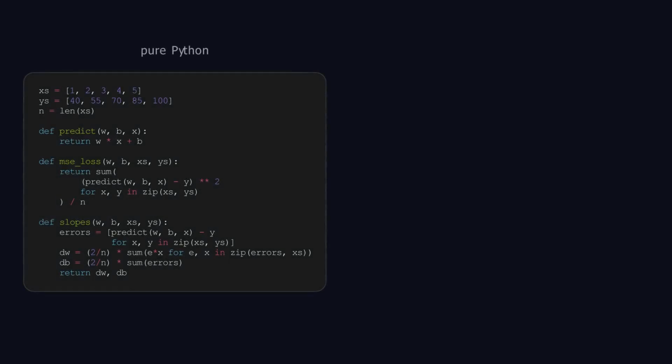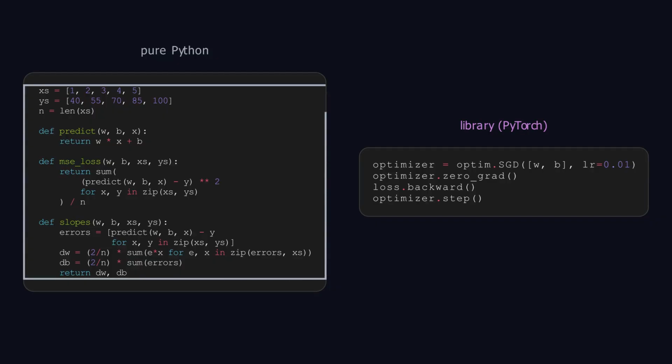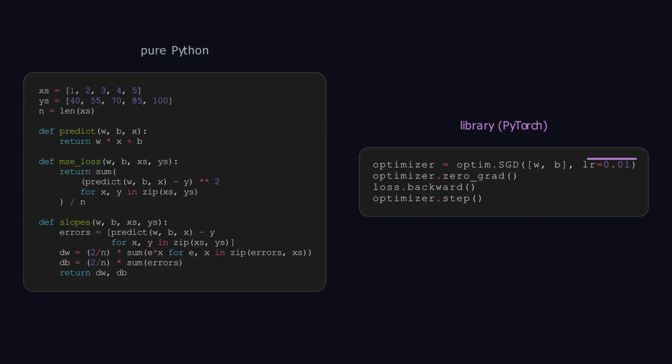For reference, this is the library equivalent in PyTorch. Optimizer equals optim.SGD, passing in W and B, learning rate 0.01. Then zero grad, forward pass, backward pass, step. The library is doing exactly the same arithmetic. The pure Python version just makes the math visible.